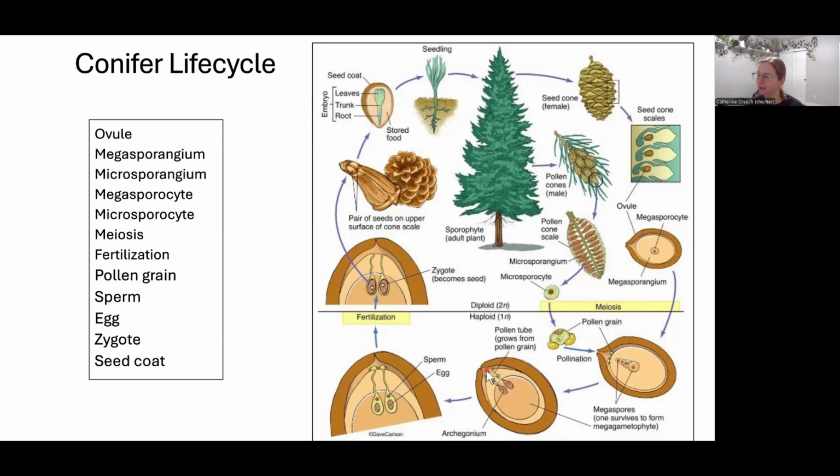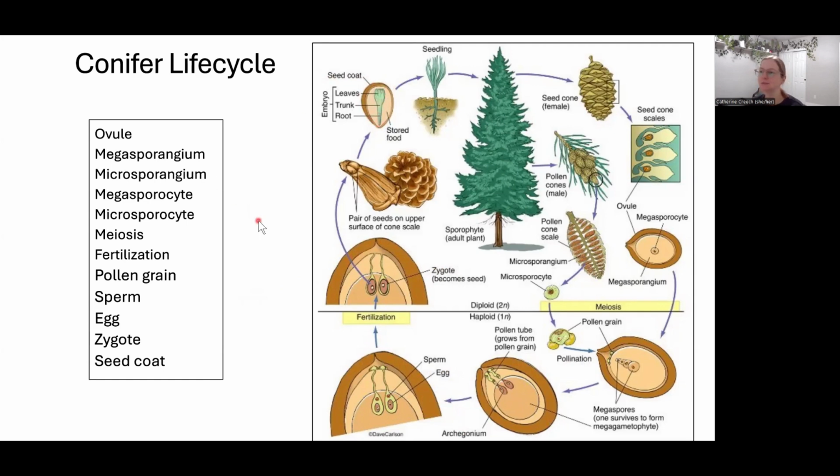Here we have the pollen tube growing toward the egg. And here we can see the egg cells with the sperm nuclei. Once the sperm fuses to the egg, we'll have fertilization. And fertilization creates the zygote, which becomes the seed. The seed coat is this darker brown color. That is made from integuments. So here is where the label for seed coat is, wrapped around the seed, which contains the food and the embryo plant.